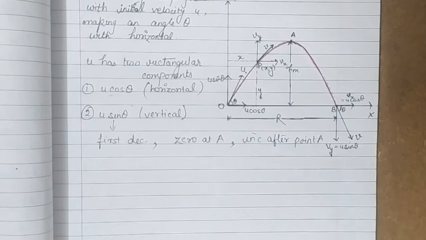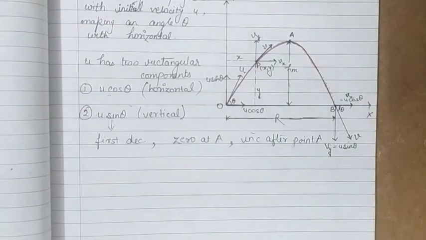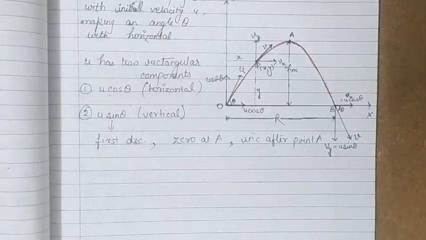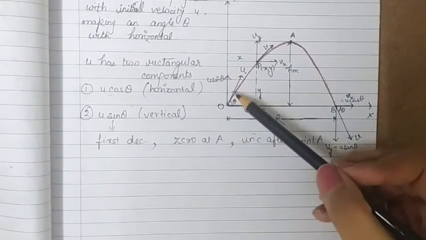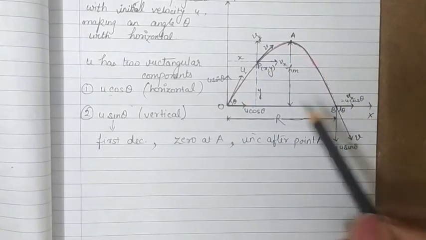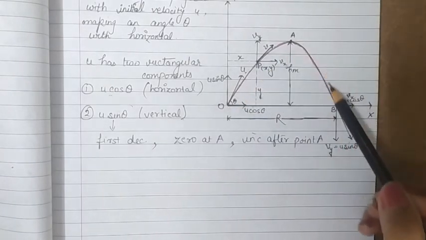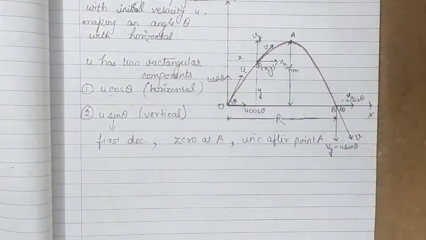Now under the combined effect of both components u cos theta and u sin theta, the projectile that we have projected follows a parabolic path that we are showing here by the trajectory OAB. So this is the trajectory of the projectile. The parabolic path that is represented by OAB is shown by the projectile.